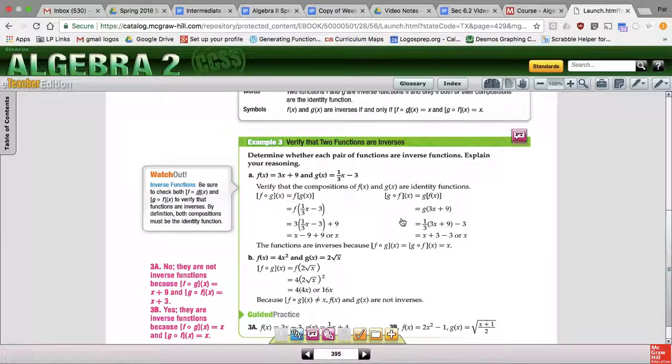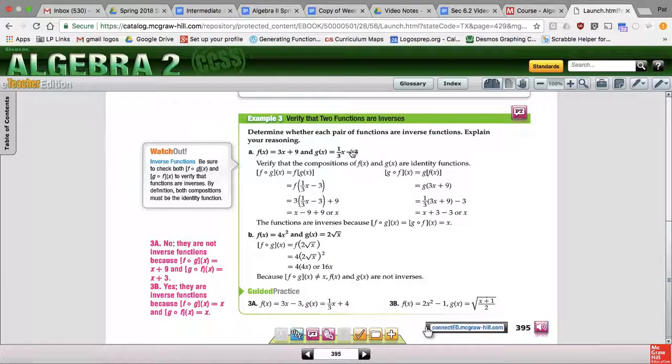So let's look at example 3. Determine whether each pair of functions are inverses. Okay, they don't show that they're inverses by doing g inverse or f inverse. They want us to determine them. So we're going to do f of g, the composition. So we start with f of g. So we first start with g of x, which is 1/3 x minus 3. Now we're going to do f of (1/3 x minus 3).